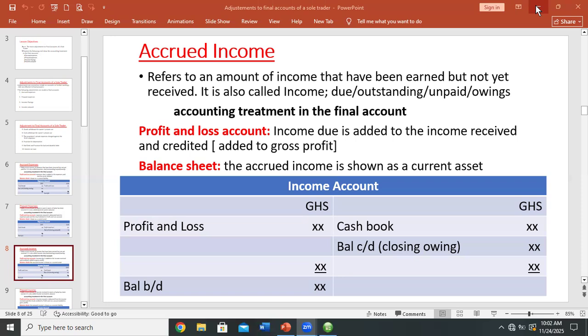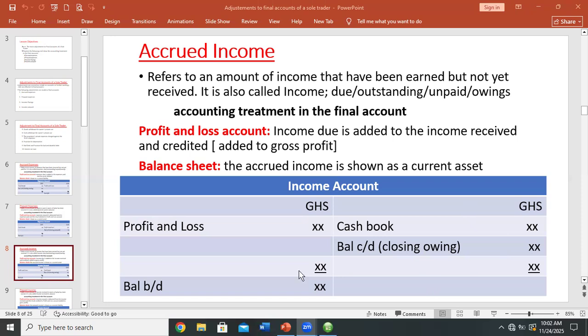So you add it to your profit and loss account, and in your balance sheet, you show it as a current asset. Now, if you are preparing the account, for income, the ones you received are credited. Any owings, you add on, but that is not cash received. That's why we put it as a carry down, taken to the next period. As you receive it, you credit and it will write the asset off.